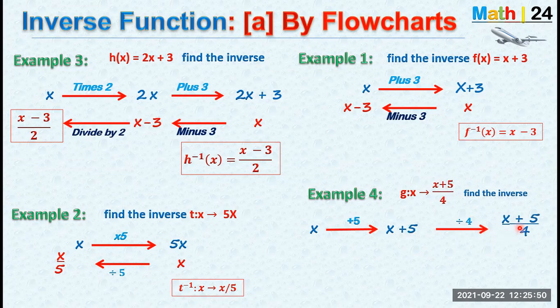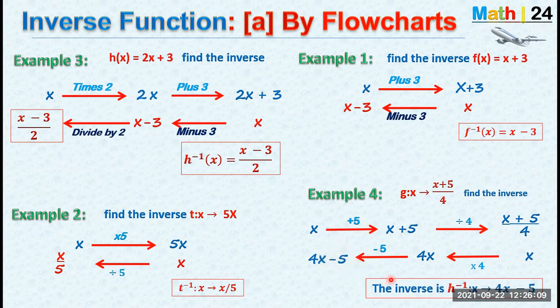We divide by 4 to have x plus 5 on 4. For the inverse function, we start at the end, and that will give us x. Instead of dividing by 4, we multiply now by 4 to have 4x. Note that you must start with the last operation. You have 4x. Now, instead of adding 5, you subtract 5 to have 4x minus 5. The inverse function is h inverse of x equals 4x minus 5.